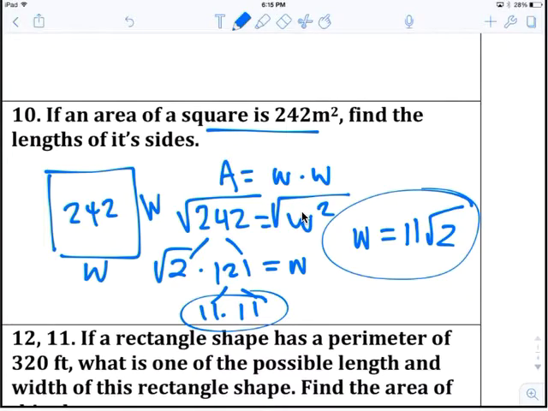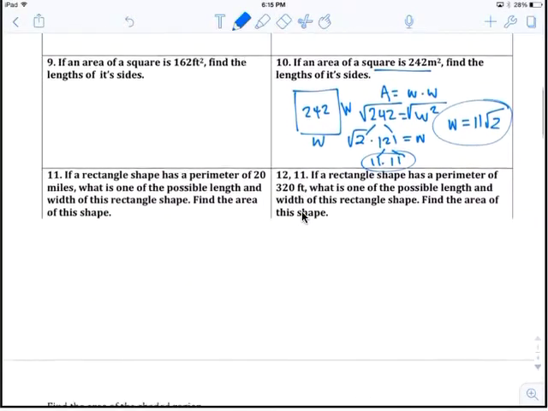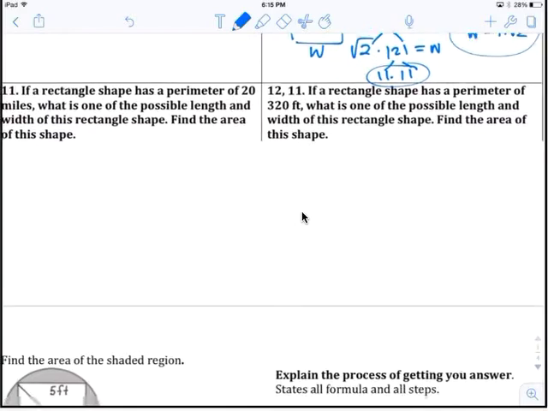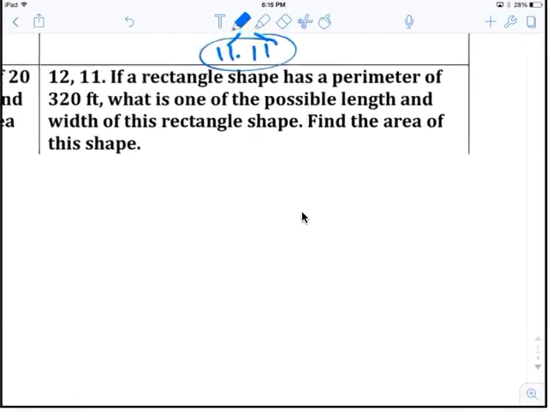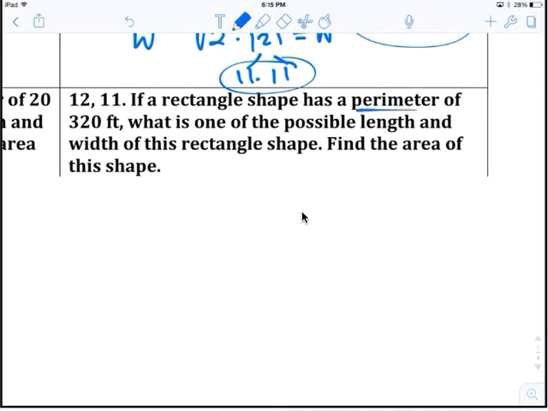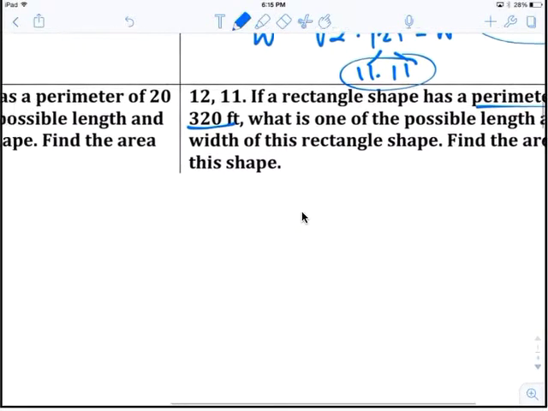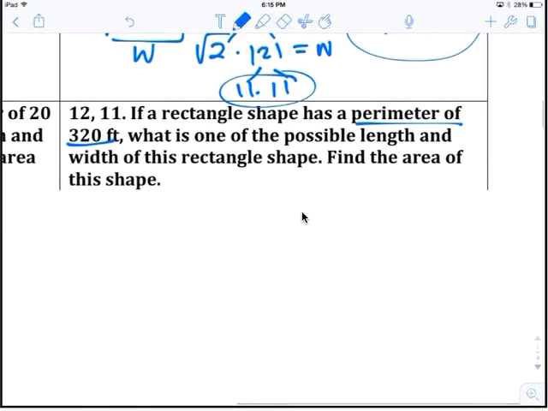So I'll explain it again. It's on the review sheets. This one here, we went over it. Okay, we'll go over number 12 here. It has a perimeter of this. What is one possible length and width of the shape? Find the area of this shape.